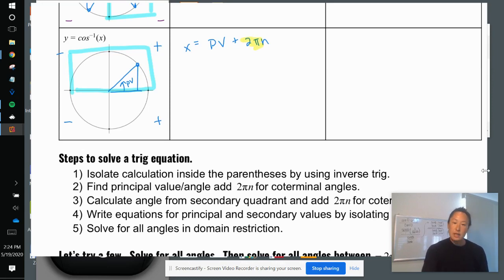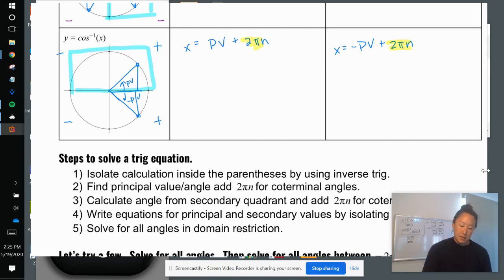Okay? For this secondary equation, notice your secondary equation is just a reflection of the triangle from the first quadrant. So this angle right here is just negative your principal value. That's it. So to get the second set of answers, we do negative your principal value plus 2 pi n. And again, those take care of your coterminal angles.